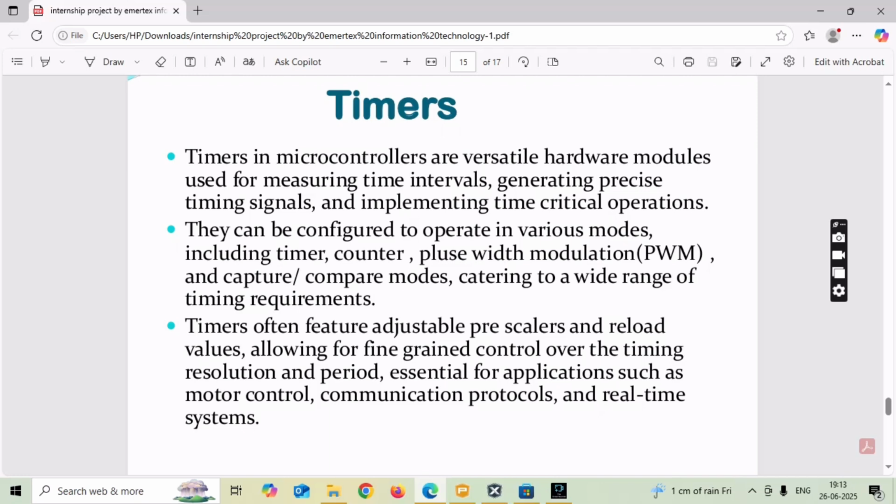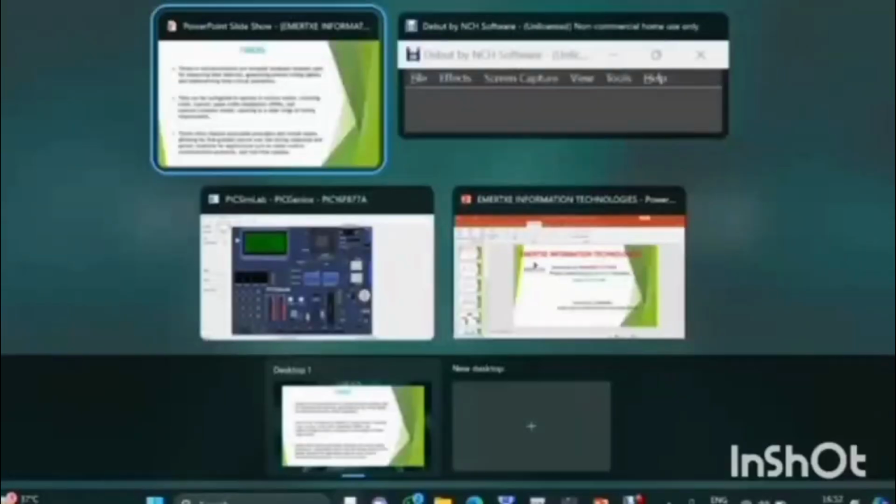Timers often feature adjustable prescalers and reload values, allowing for fine-grained control over the timing resolution and period, essential for applications such as motor control, communication protocols, and real-time systems.